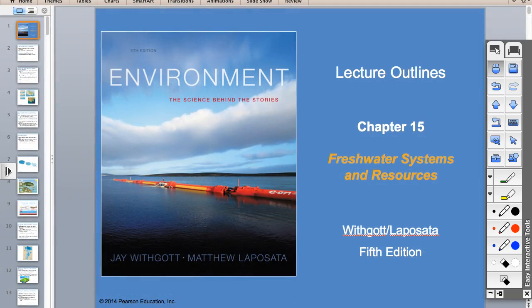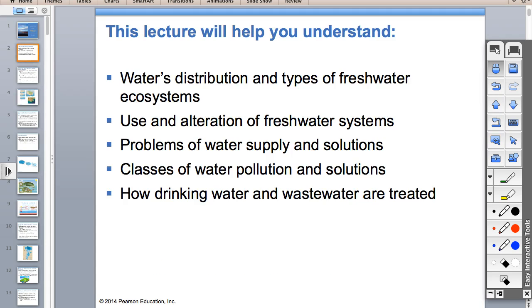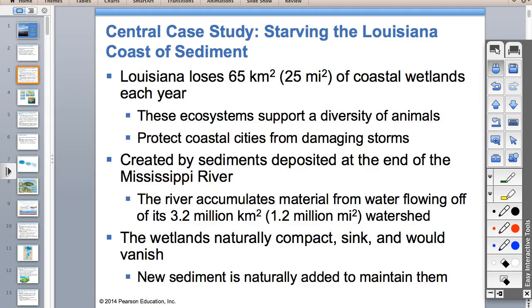All right, so chapter 15 is about freshwater. Chapter 16 is about saltwater. If you didn't figure that out, well, there you go. So the case study for this chapter was Louisiana, and it had talked about the coastal wetlands of Louisiana.